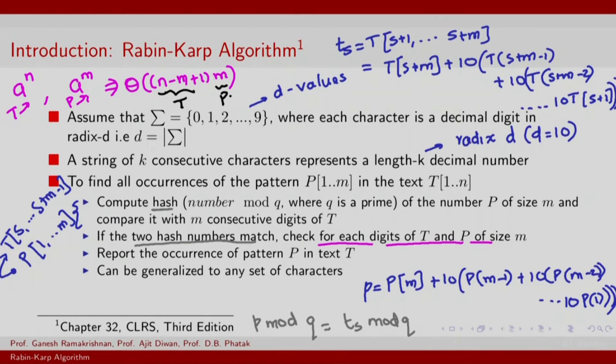So the worst case, it could be order of nm and therefore expensive. However, in most practical cases, when the number of hash matches is constant, one will find that the average case complexity is very reasonable. So we will look at the average case complexity once we discuss the algorithm itself. Once you have doubly checked for the match of a segment of T with P, you report the occurrence of this pattern P in the text T.